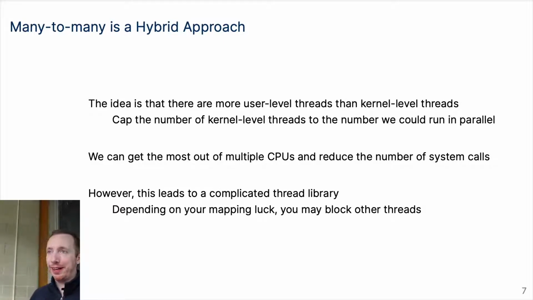However, this kind of leads to a more complicated threading library. And then depending on your mapping luck, you may block other threads by accident, since again, the kernel doesn't know about them. So you still have that same issue. If you have tons and tons of user level threads and you map 100 of them onto a single thread, and they happen to all contain blocking system calls, well, the kernel can't schedule between those because, again, it can only schedule what it knows about. And it makes things very, very complicated, and we'll see a technique that kind of uses this idea, but is a lot easier to implement.